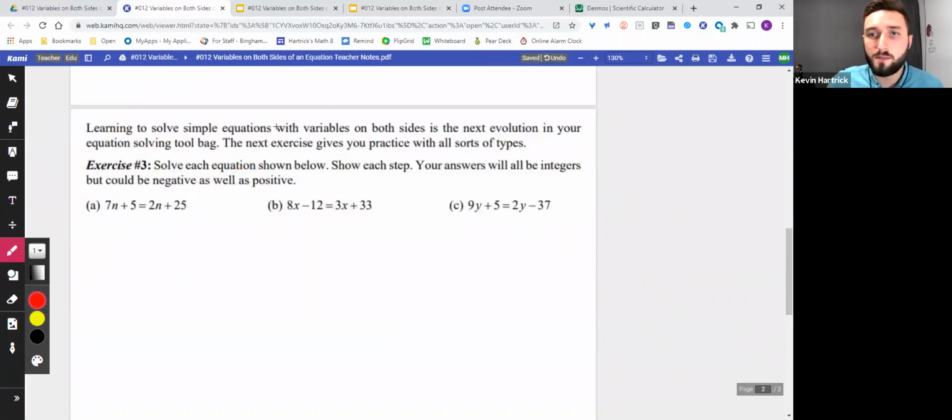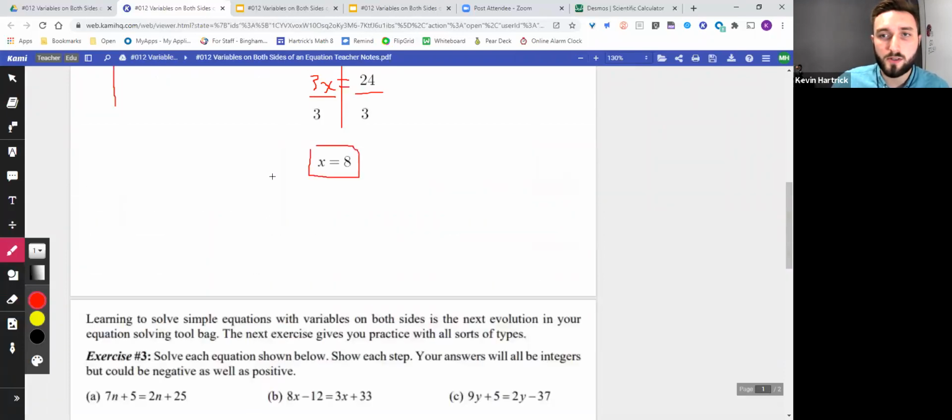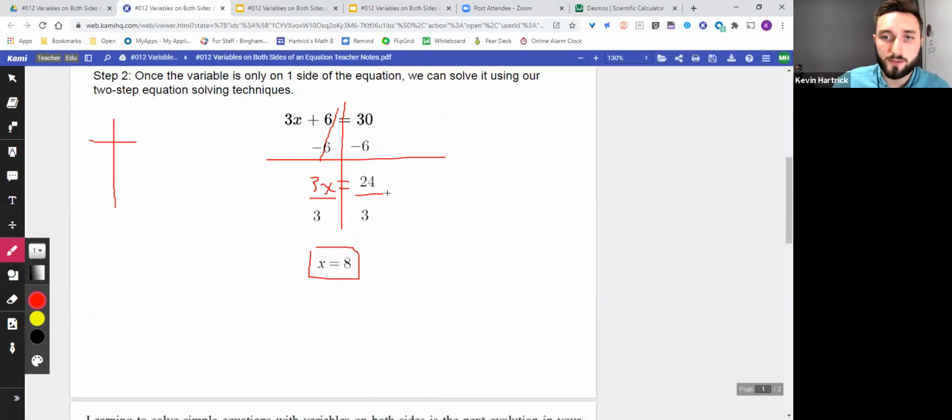So learning to solve simple equations with variables on both sides is the next evolution in your equation solving tool bag. So we're evolving. We're getting even further into our equation solving techniques. The next exercise gives you practice on all sorts of types. In this one, solve the equation below, show each step. Your answers will be integers, but could involve negatives as well as positives. This looks very similar to the one up here. Remember, my first step says isolate the variable by getting rid of one of the smaller variable terms.